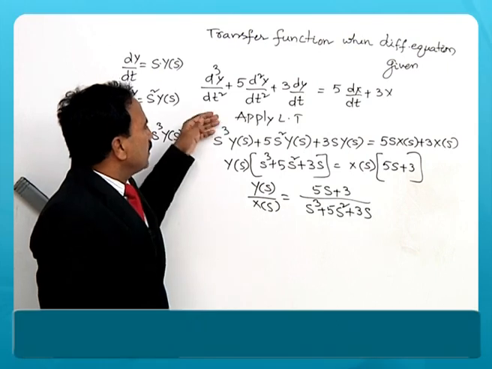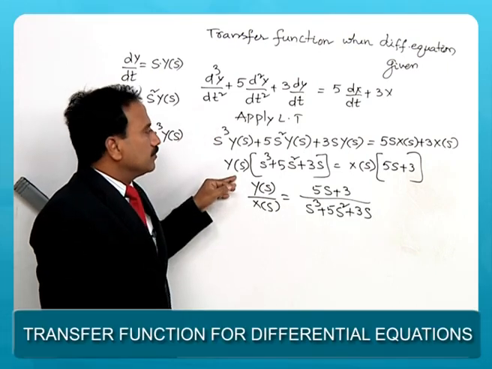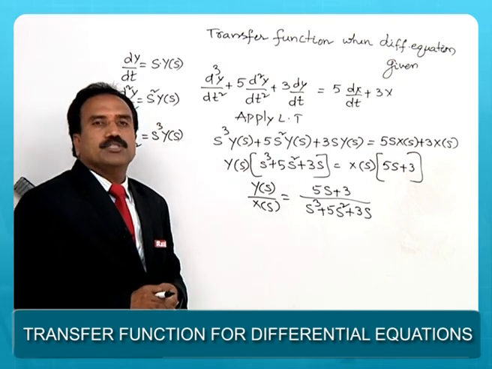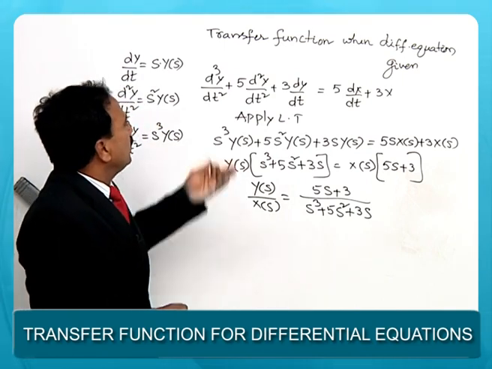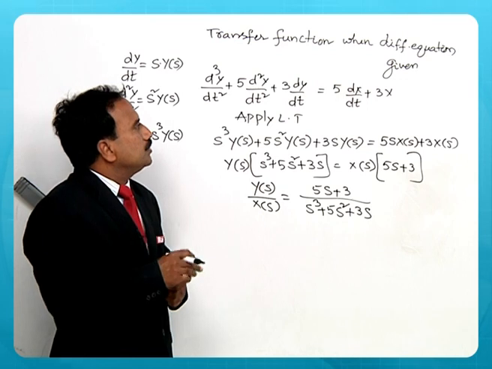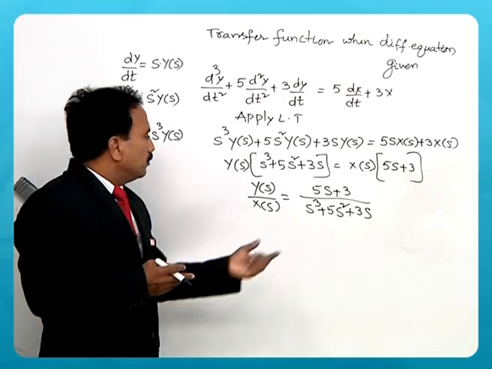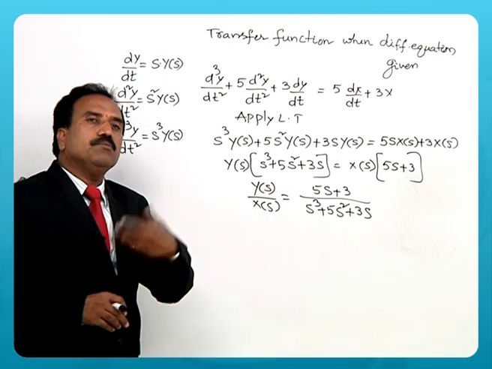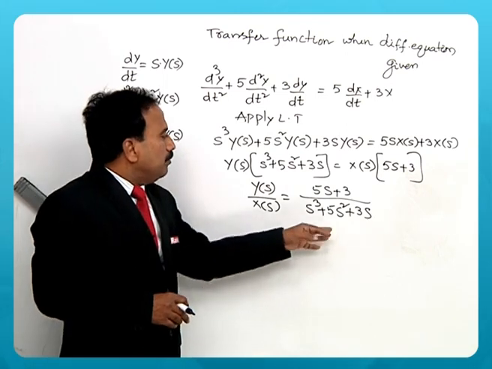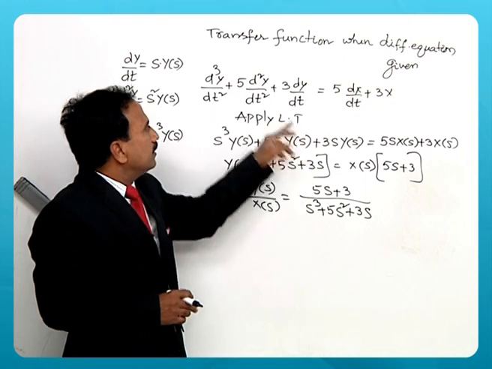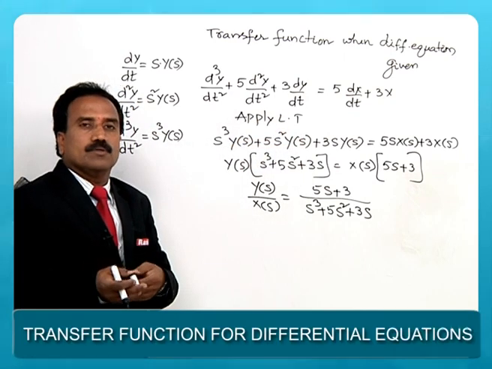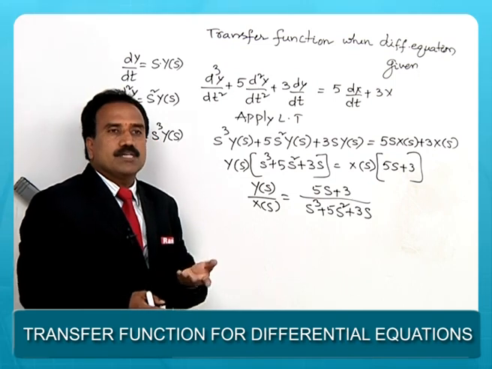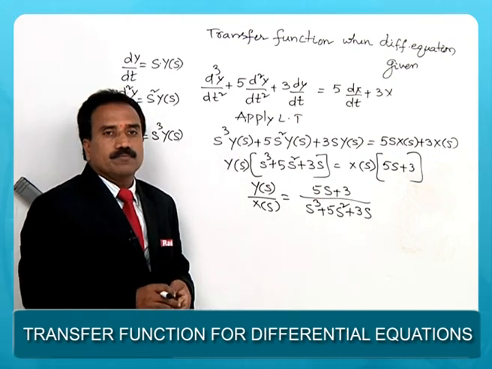So, apply Laplace transform, separate the output and input terms, and then get the transfer function. This is the way, generally, to obtain a transfer function when a differential equation is given. And a question may appear where you are given the transfer function and asked to get the differential equation. It is just the reverse process; you need to apply the inverse Laplace transform.